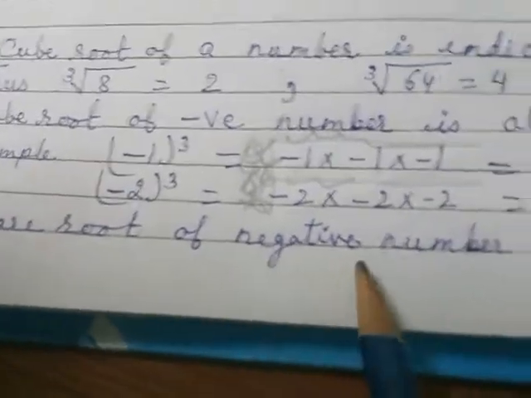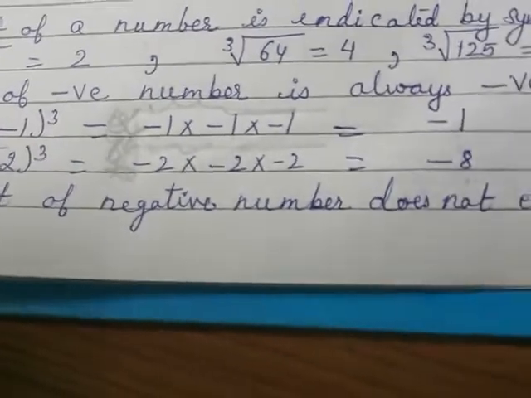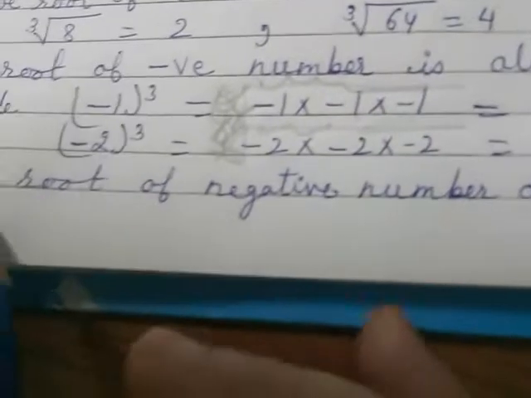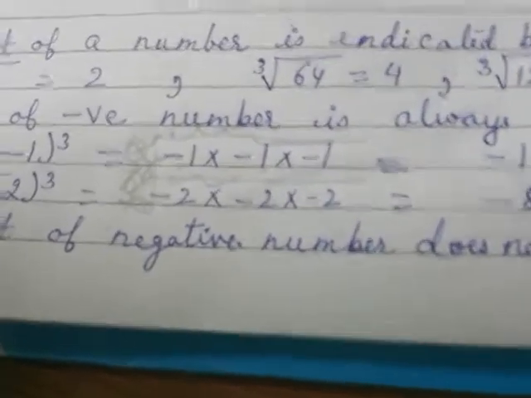Square root of negative numbers does not exist. Cube root of a negative number is always negative, but the square root of negative numbers does not exist.